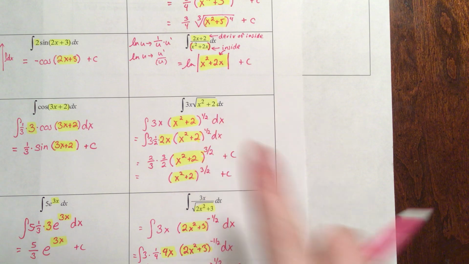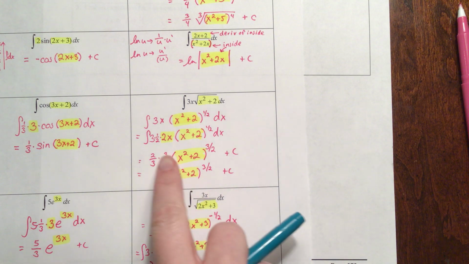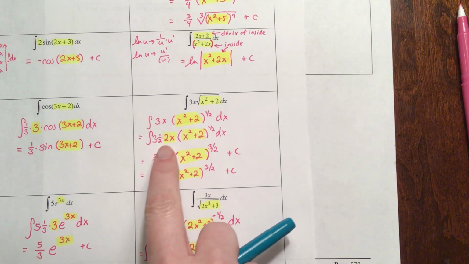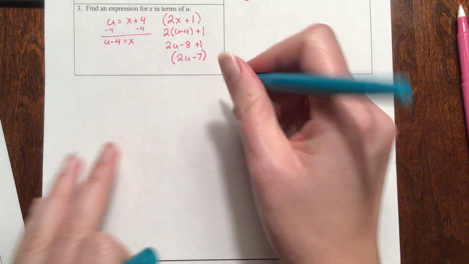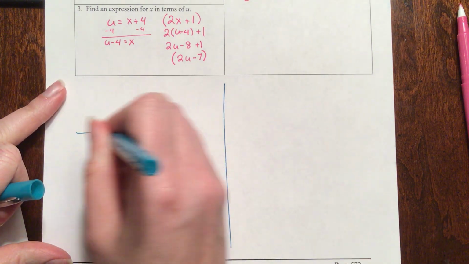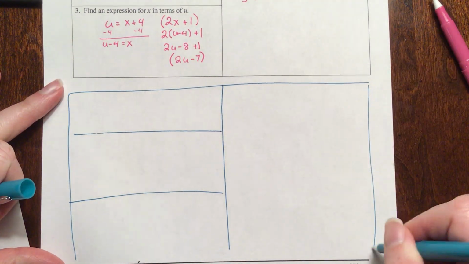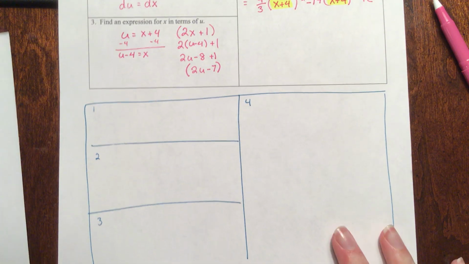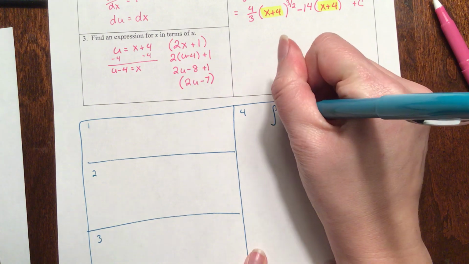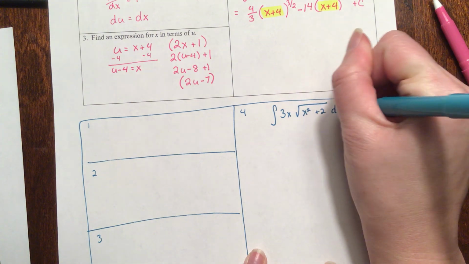I'm going to pick this one because it's not very pretty. Especially because we had to come up with a number to go in there, right? The 3x, we didn't have the 2 that we needed. I'm going to break this up into the same organization. One, 2, 3, and 4. And our original problem is the integral of 3x times the square root of x squared plus 2 dx.